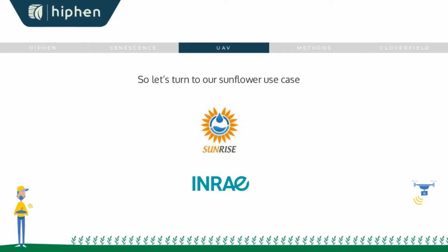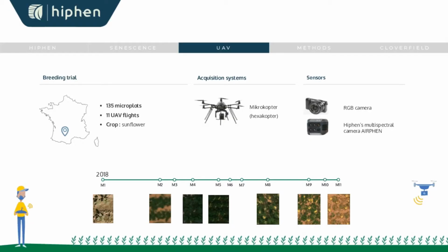So the use case is the one we did on sunflower with INRAE this year. Basically, they put some genetics in the fields, 135 microplots. They already had genomic modeling for senescence of those genetics, which was achieved in another experiment with visual scoring by following up leaves.